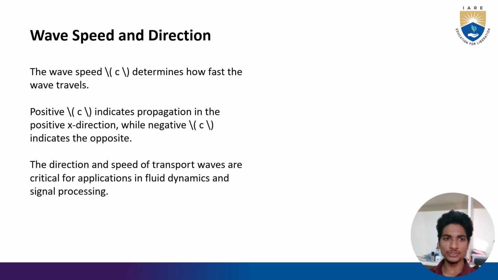wave speed and direction. The wave speed modulus of c determines how fast the wave travels. Positive c indicates propagation in the positive x direction, while negative c indicates the opposite. The direction and the speed of transport waves are critical for applications in fluid dynamics and signal processing.